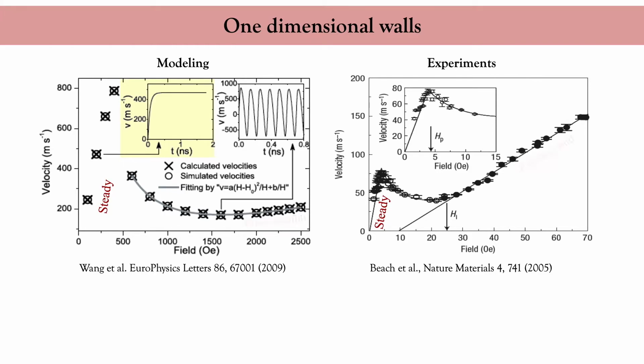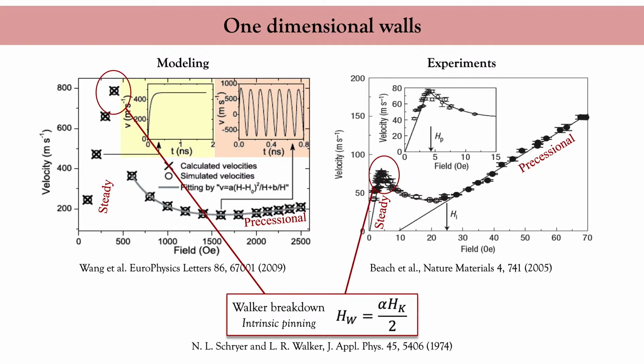In the precessional regime, the azimuthal angle changes over time, resulting in a transformation between Bloch and Néel configurations that results in an oscillating velocity, as indicated in the orange inset. The boundary between these two regimes is called the Walker breakdown and characterizes the so-called intrinsic pinning of the magnetic domain walls.